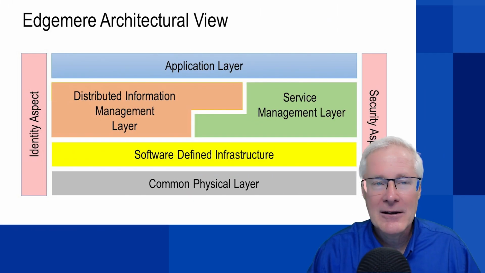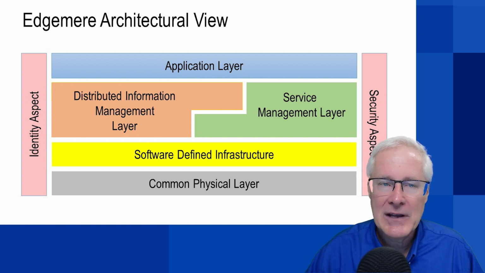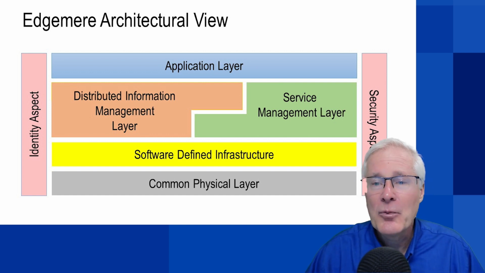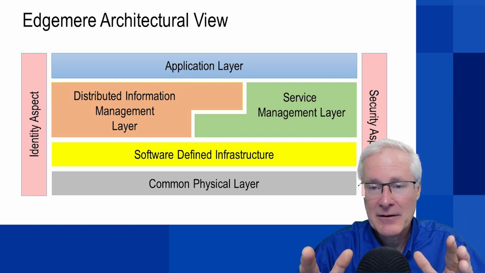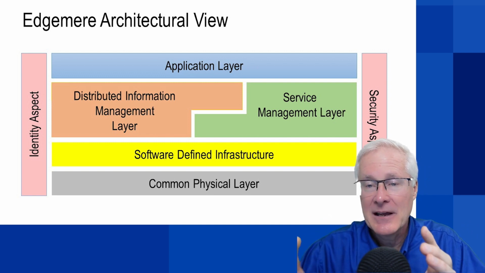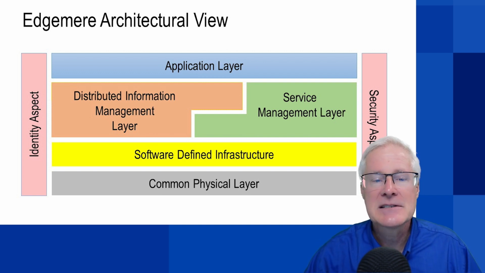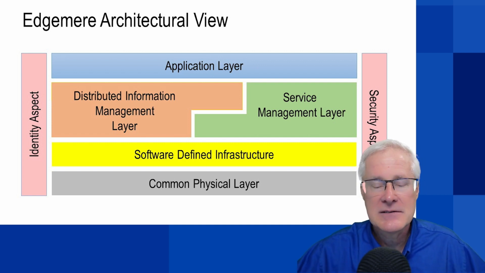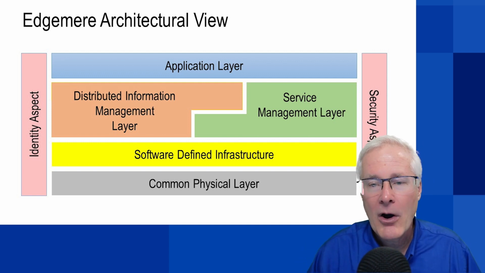If I boil all of what I've talked about today down into something, we have created something called the Edgemere architectural concept. And what we've taken is we've taken that simple thing that we've learned over the years of taking data, applying an application to it, and generating information. And we've identified the different layers that exist today, where I've got distribution of data, applications. I've got software-defined infrastructure. I've got physical layer. I have security all in here.